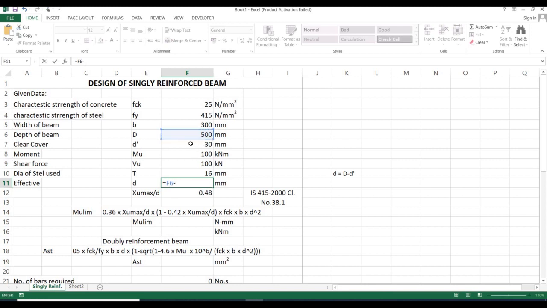using the minus sign, 30 mm. You can see here F6 minus F7, meaning F column 6th row, which is the depth of the beam, and F column 7th row, which is 30, the clear cover. These are the notations which will be visible in the cell, and along with this you get different colors.